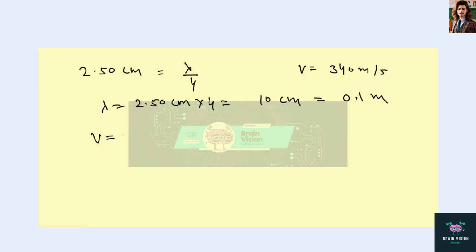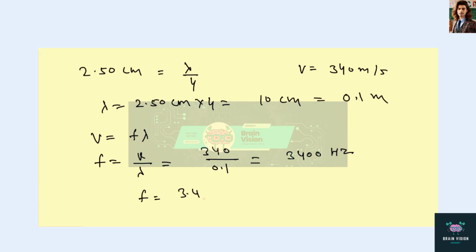We know that velocity equals frequency multiplied by wavelength. So frequency will be velocity divided by wavelength. Velocity is given as 340, divided by the wavelength we found, 0.1. So 340 divided by 0.1 is 3400 hertz, or we can say 3.4 kilohertz. It will be the final answer of this question. The frequency of the sound is 3.4 kilohertz.